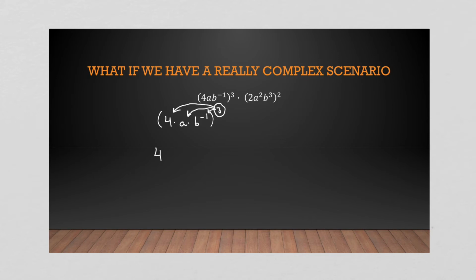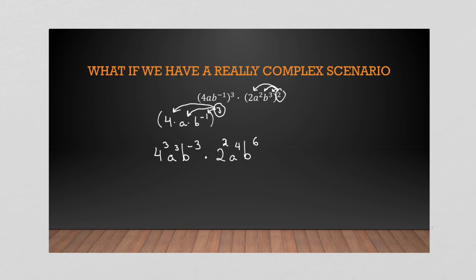So we actually end up with 4 to the 3, a to the 3, b to the negative 3. And now those brackets are gone. And we have to do the same thing here, but it's going to go 2 to the 1, and then a to the 2, b to the 3. So we're going to have 2 to the 1, or 2 now, and then a to the 4, b to the 6.